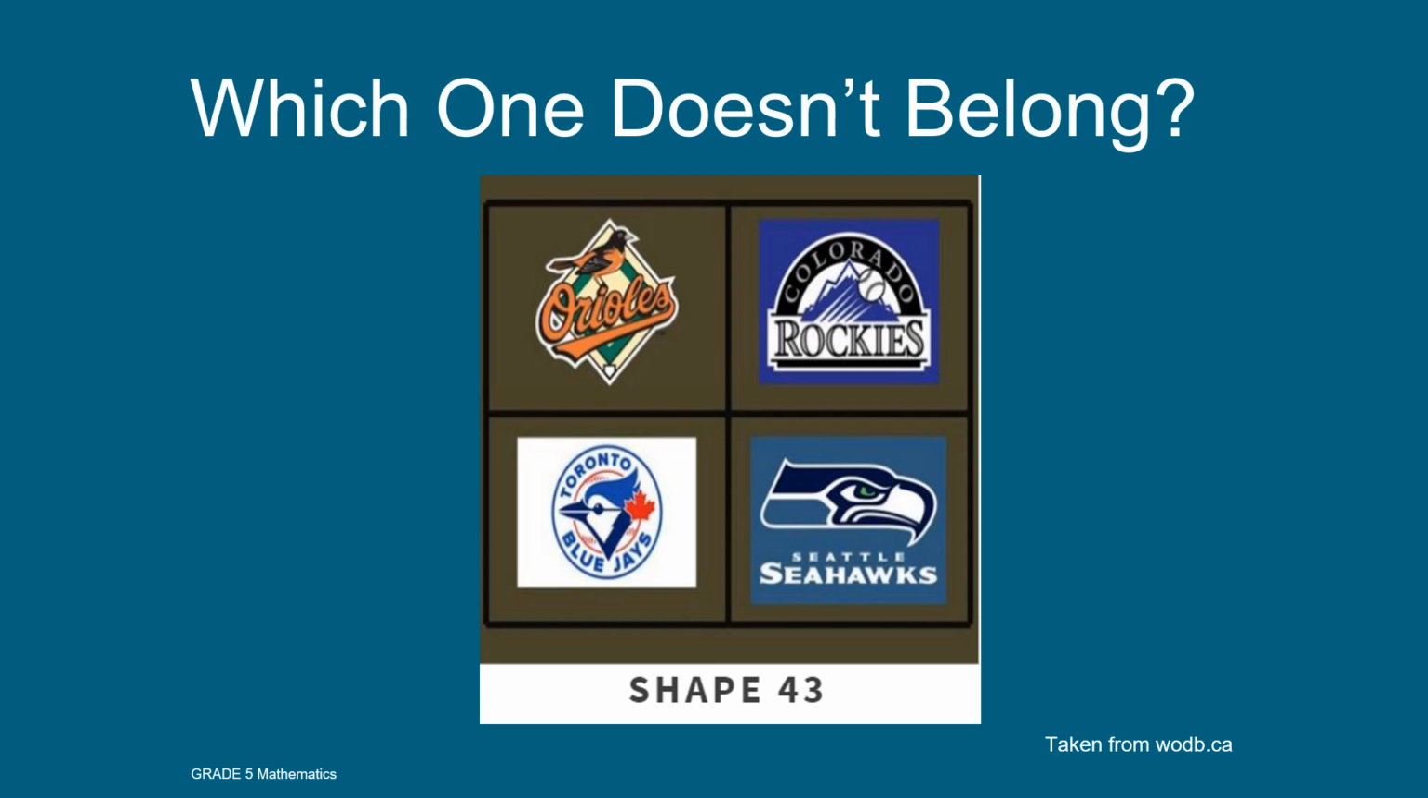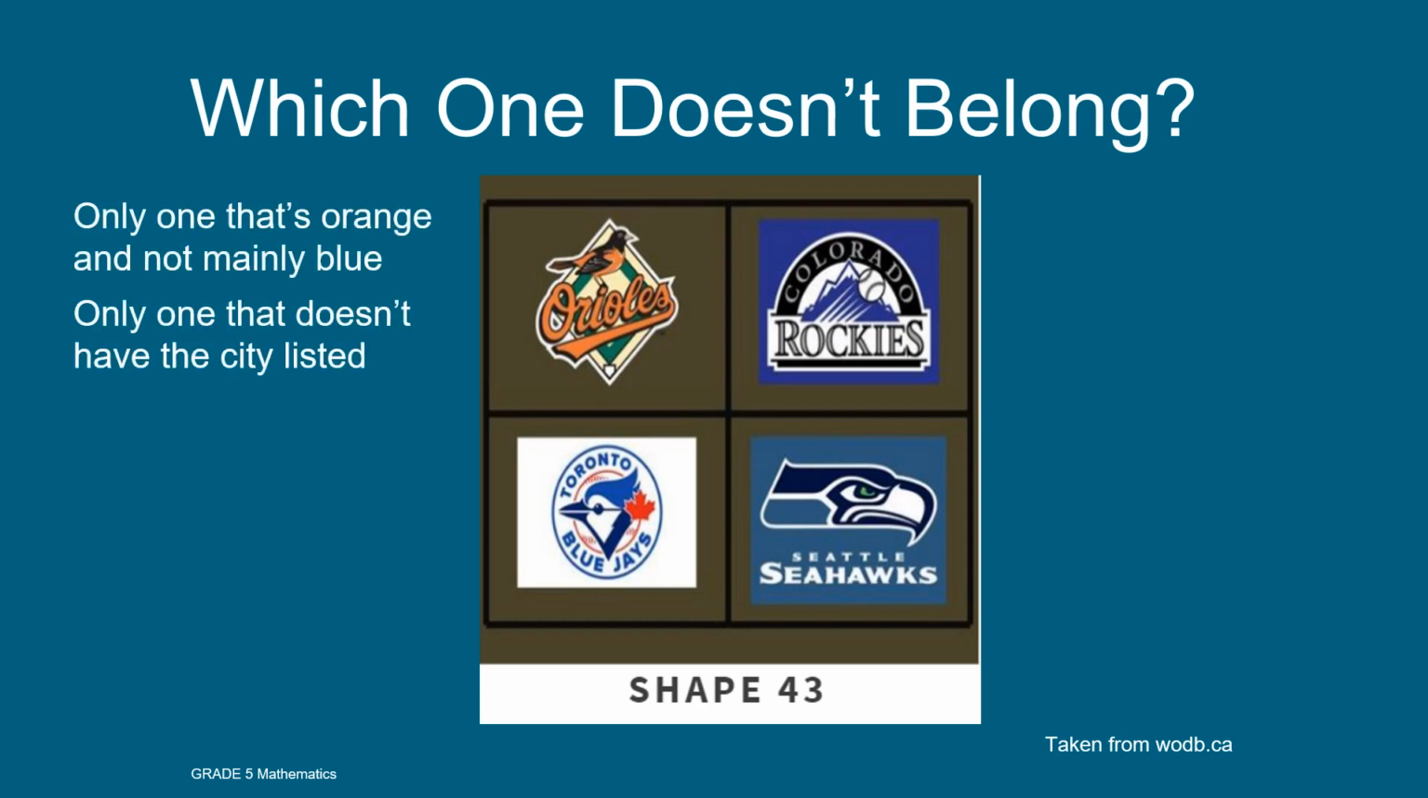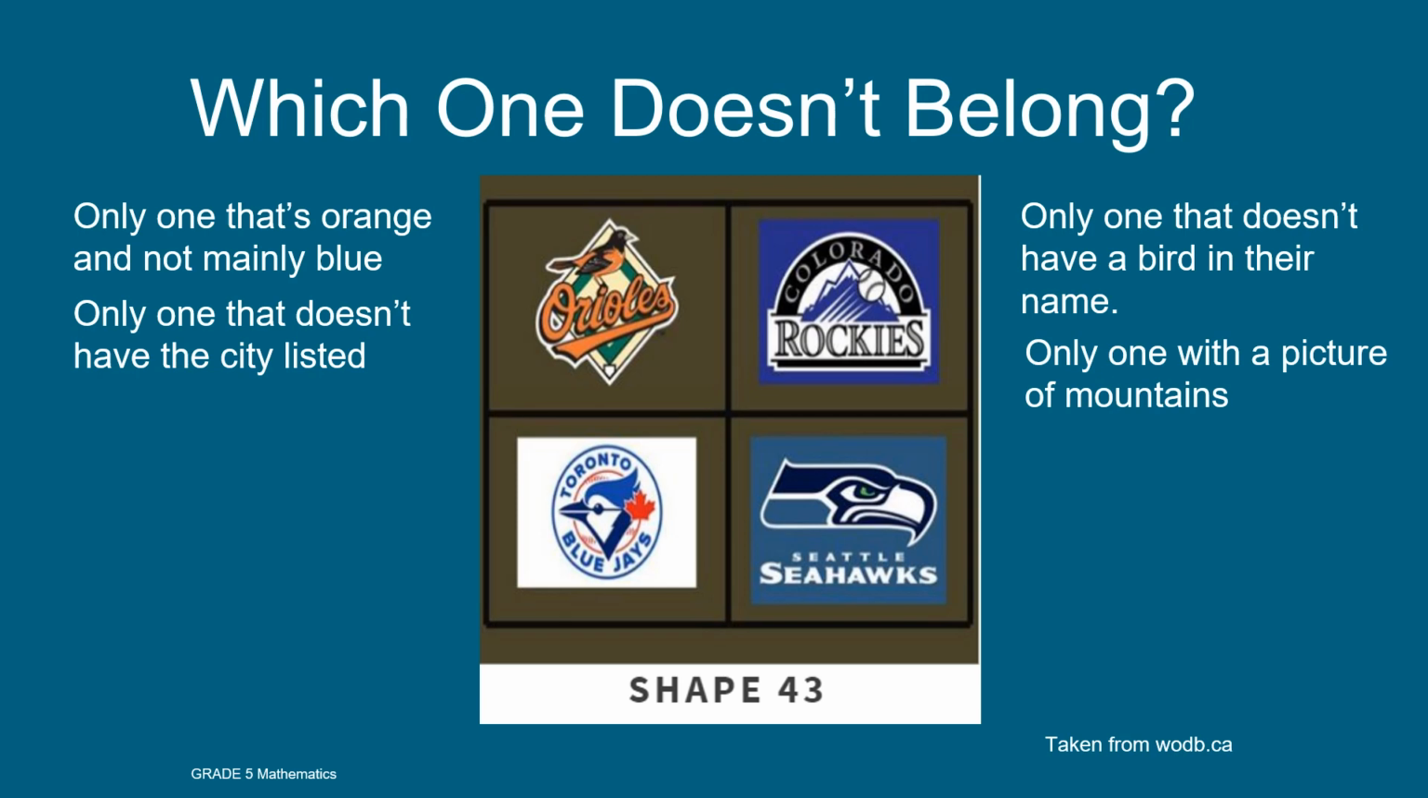Okay, are you ready to share? I thought the top left picture that says Orioles doesn't belong because it's mainly orange and not blue like the other three. Also, it doesn't list the city or the state from where the team is like the other three do. The top right picture doesn't belong because it's the only one that doesn't have a bird in their name. It's also the only one with a picture of the mountains.